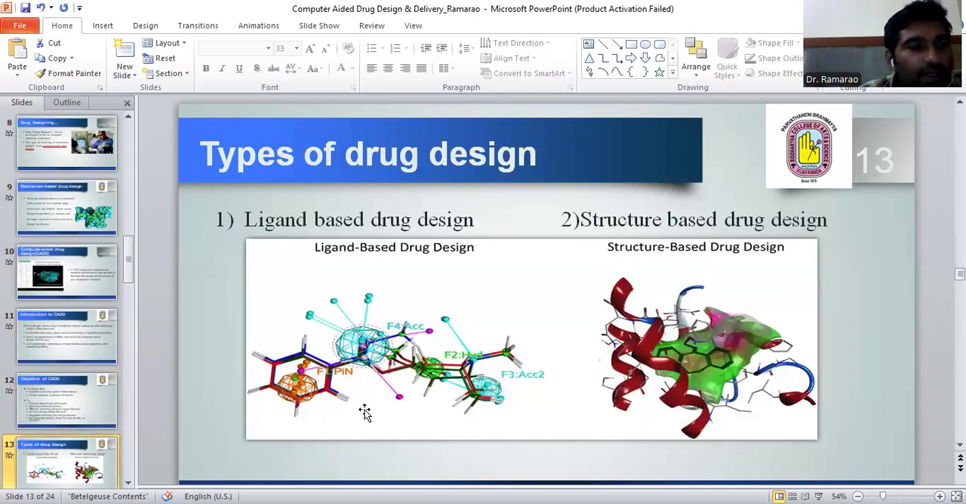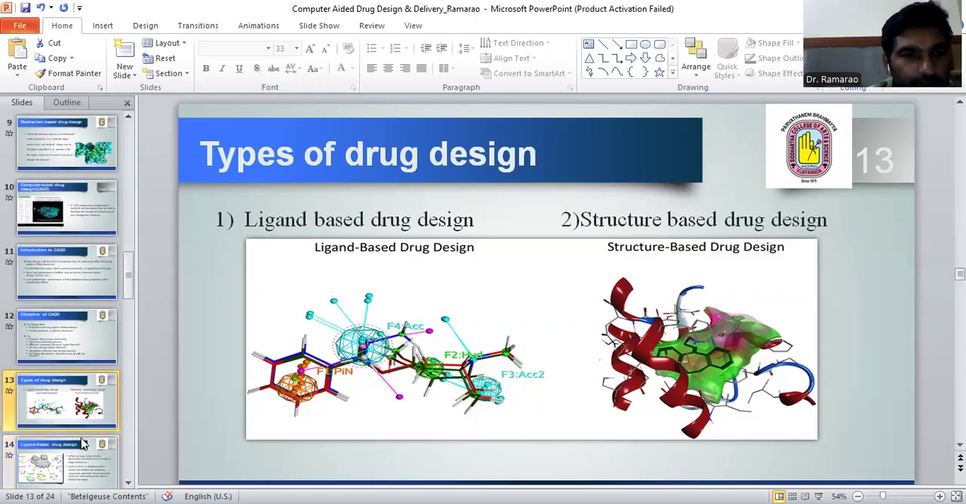There are two major types of approaches in computer-aided drug design. The first one is structure-based drug design. The second one is ligand-based drug design. So in CAD, there are these two approaches: ligand-based drug design and structure-based drug design.